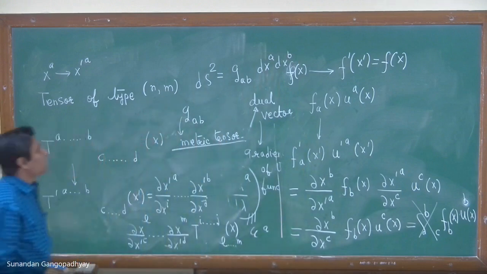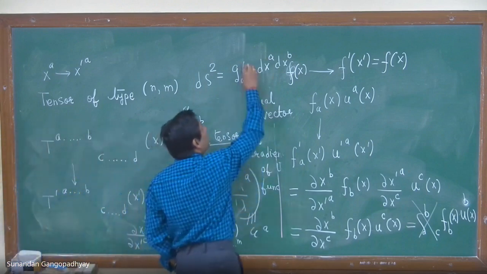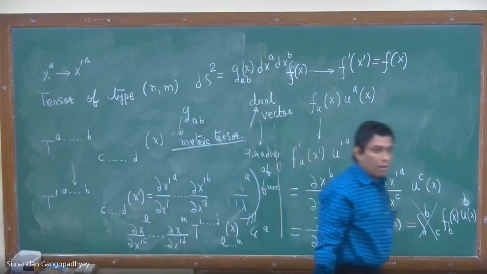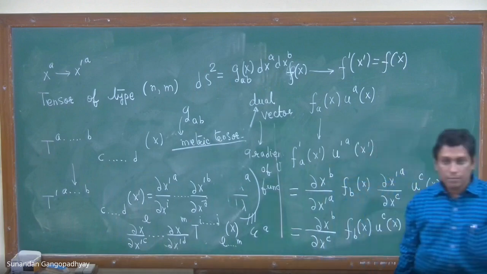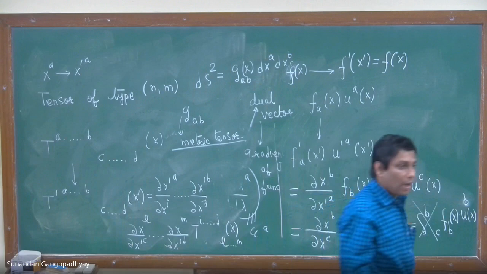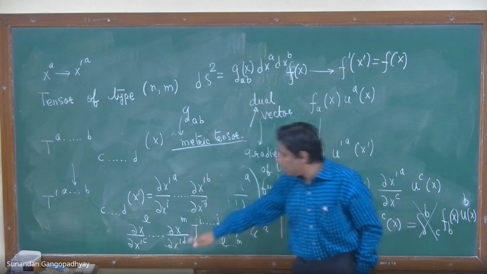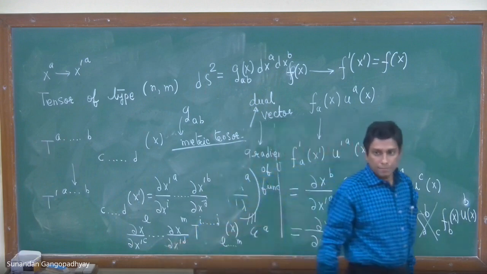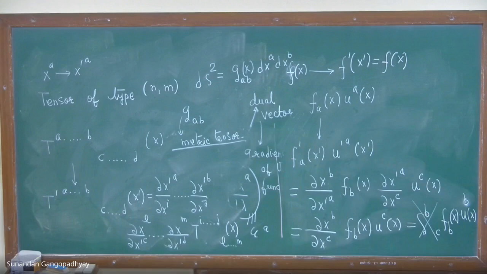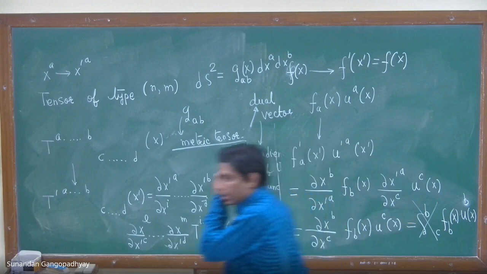So how will you prove that the g_ab is a tensor? These are metric coefficients, these are functions of x. How will you prove that this is a metric tensor? Check whether it transforms in this way. Check that ds square is constant. If you impose that under any arbitrary coordinate transformation, x^a to x'^a, the line element ds square is invariant, then you can prove that g_ab transforms as a tensor. So please do it as an exercise. Keep it as an exercise.